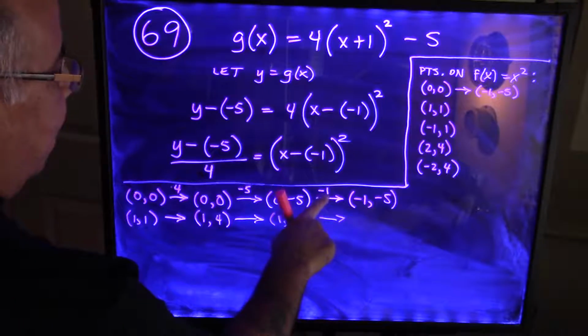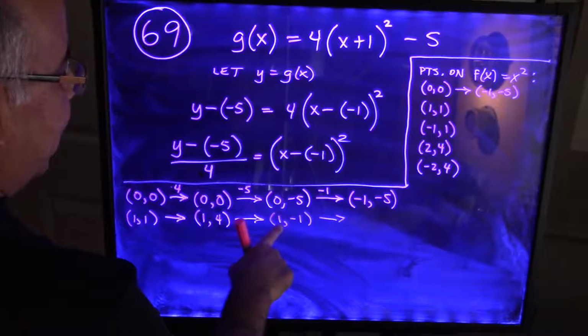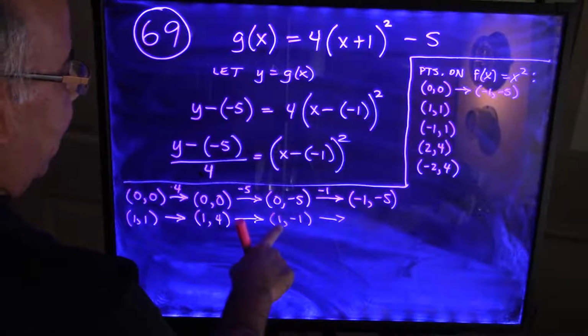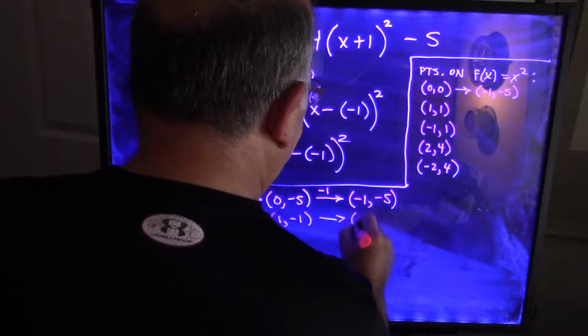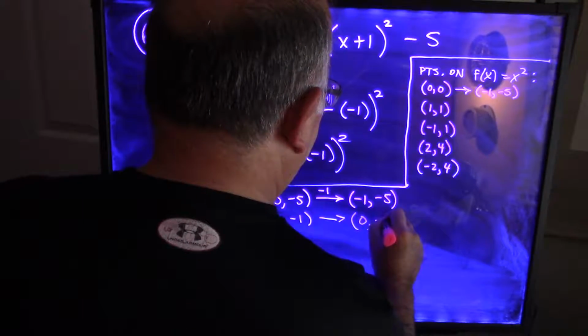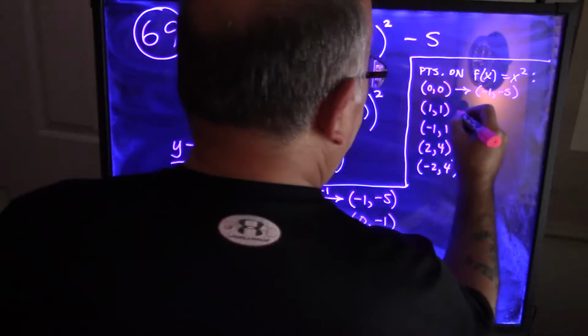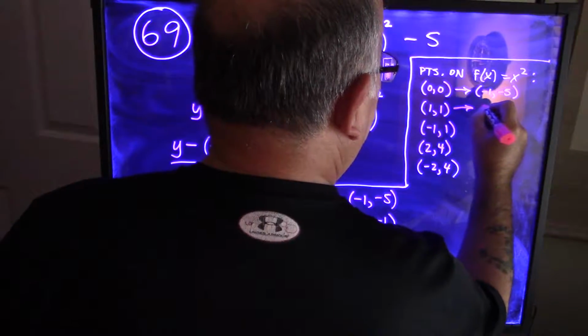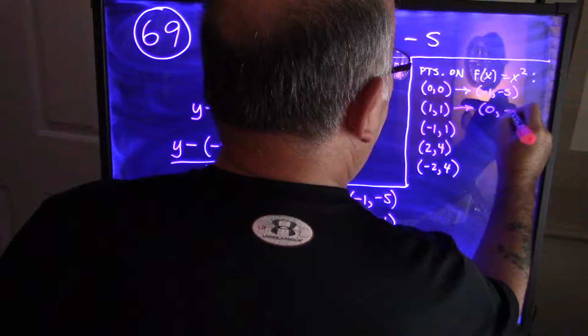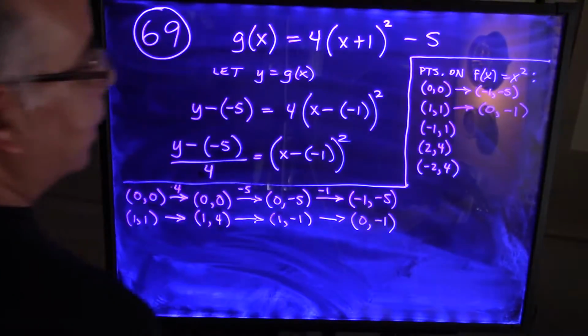And then you've got a -1 adding that to the x coordinate this time. -1 plus 1 is 0. So you've got 0, -1. Alright, so 1, 1 goes to 0, -1. Alright.